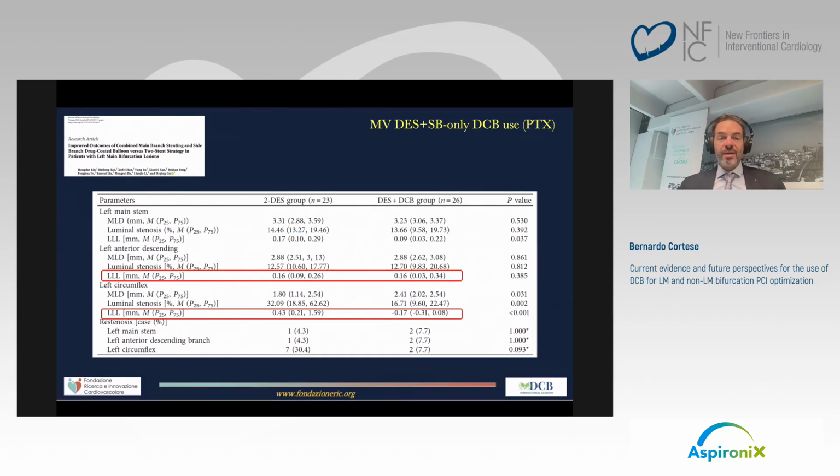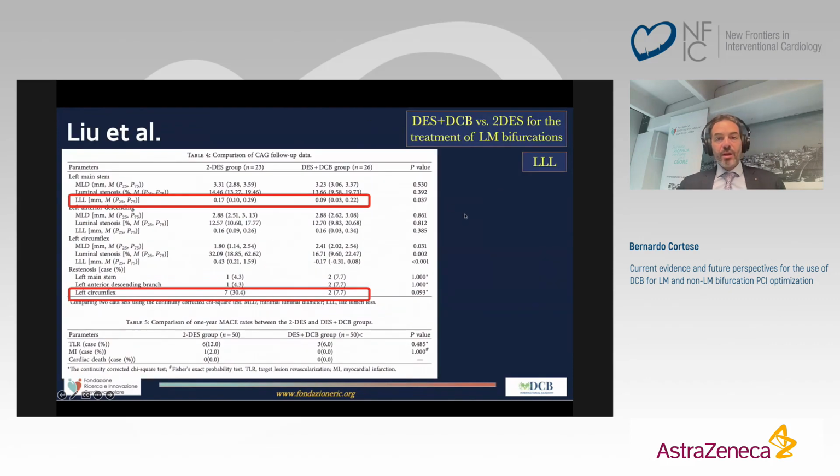We have good outcome in the main vessel, but still in the circumflex, in the case of left main, or in the side branch, putting too much metal there with complex techniques is not associated with a good angiographic outcome. And what about the comparison for the left main specifically? Quite the same information. Here we have lower late lumen loss, 0.09 versus 0.17 in the two-stent group, but also lower target lesion revascularization, despite it not being significant due to the small sample size of this study.